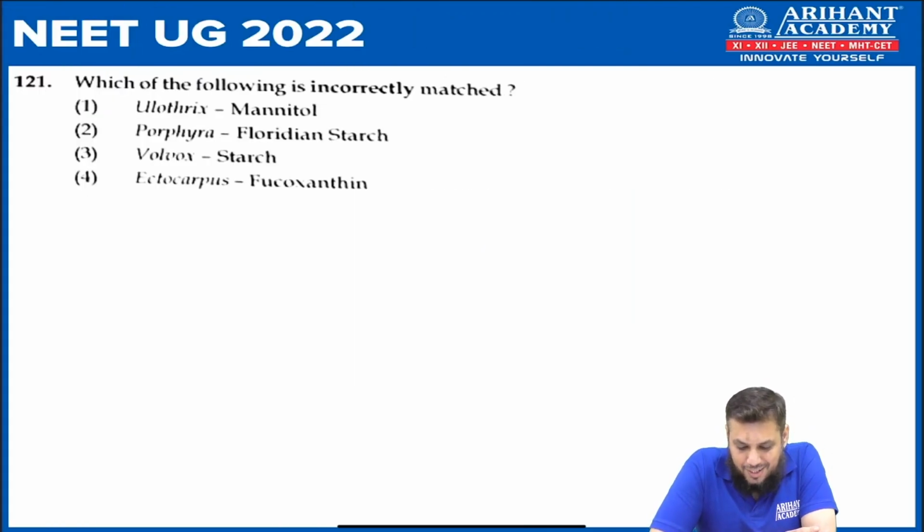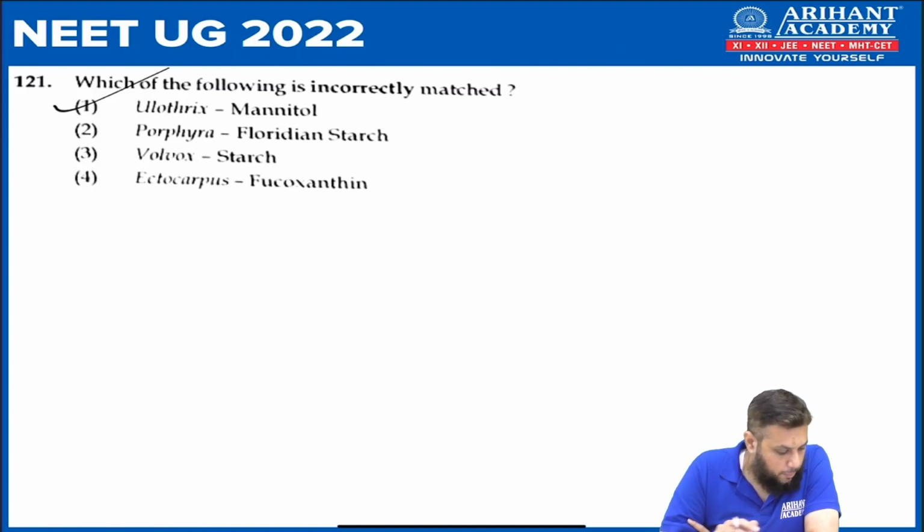Which of the following is incorrectly matched? 121. So we have this question from the chapter Kingdom Plantae. Eulothrix, mannitol; Porphyra, Floridian starch; Volvox, starch; Ectocarpus, fucoxanthin. If you match them with their respective groups, Eulothrix belongs to green algae, which don't store food in the form of mannitol, it will be in the form of starch. So 121 is incorrectly matched. So the answer will be 1.